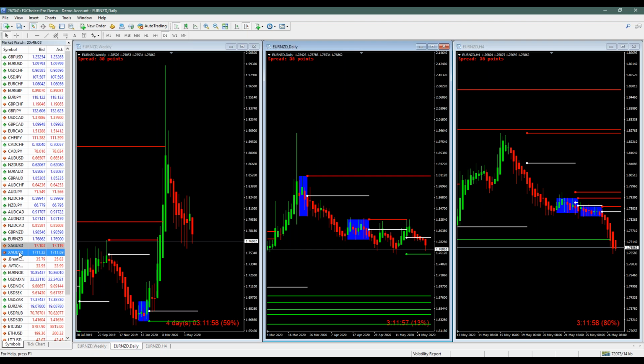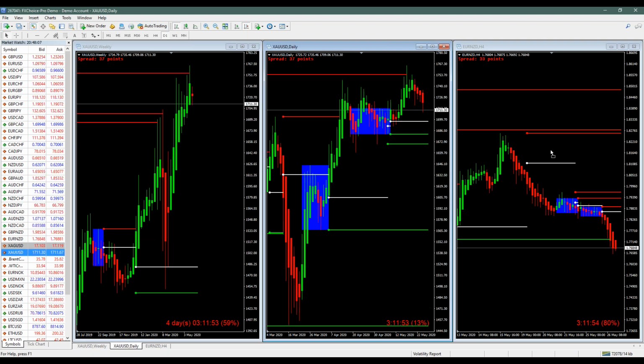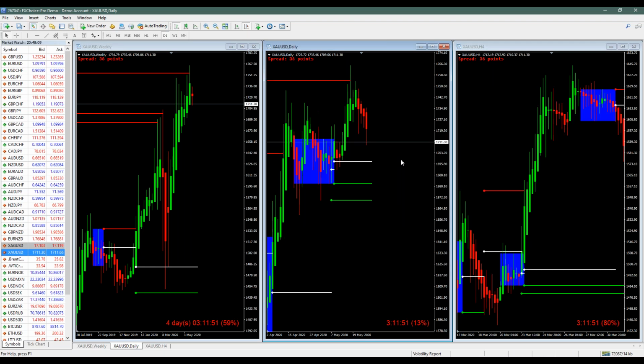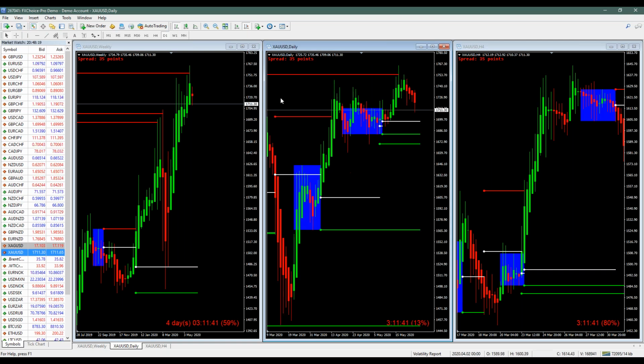So now, final one, we'll go ahead and jump into gold, which we did feature right around here when we were getting a reaction to this daily average price line. So that pushed up quite a ways, took out this liquidity line.